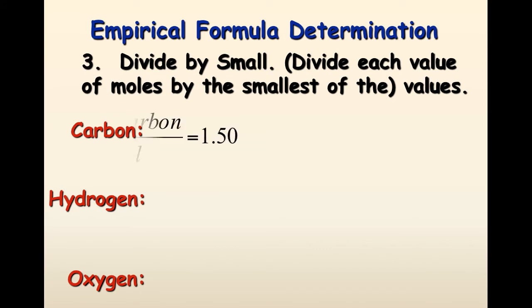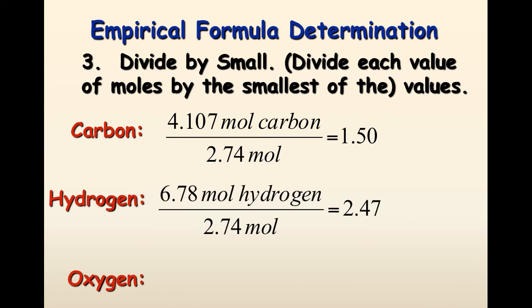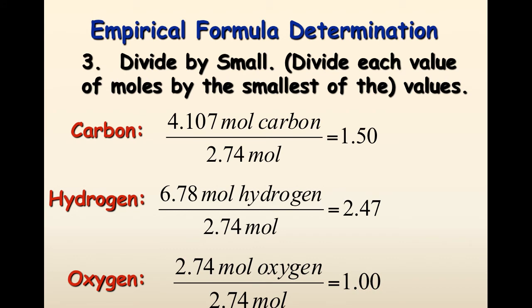So here we go again. We're going to take moles of carbon from the previous step and divide by oxygen's mole number. And then we're going to divide hydrogen by oxygen's mole number. And then we're going to divide oxygen by oxygen's mole number. So here we are, our three numbers. At this point, these numbers are supposed to represent your subscripts in the empirical formula. However, as you can see, we have a bit of a problem. They're not whole numbers.